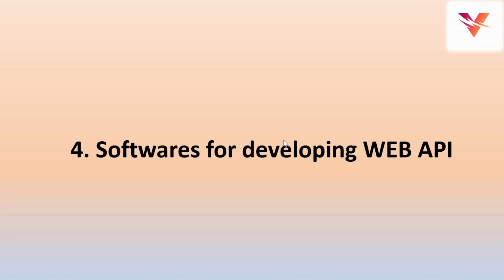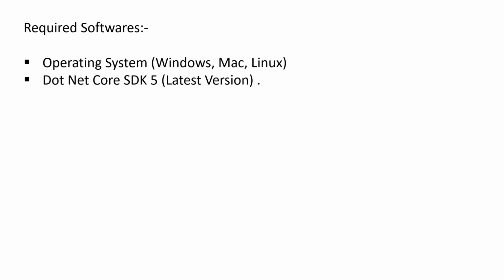Let's discuss what kind of software we need for developing Web API. First of all, we need an operating system. You can use either Windows, Mac OS, or Linux. Then we need to install .NET Core SDK 5. At the time of recording this video, I am going to use .NET Core SDK 5, the latest version.